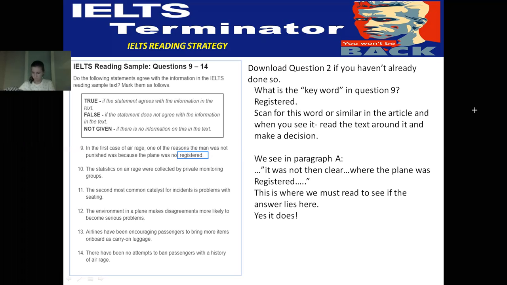Okay. And if we look in paragraph A, we will see it says, it was not then clear where the plane was registered. And that sentence, you'll find when you read it, goes on a little bit more, talking about how if there were no details in those days about where a plane was registered, it was difficult to know which law applied.